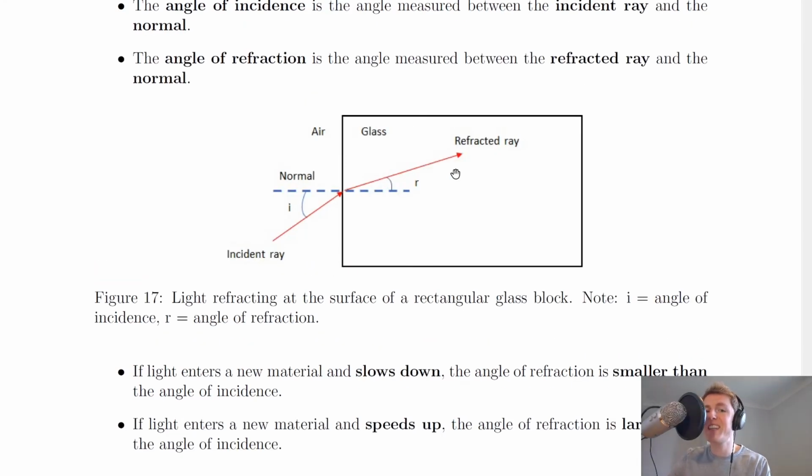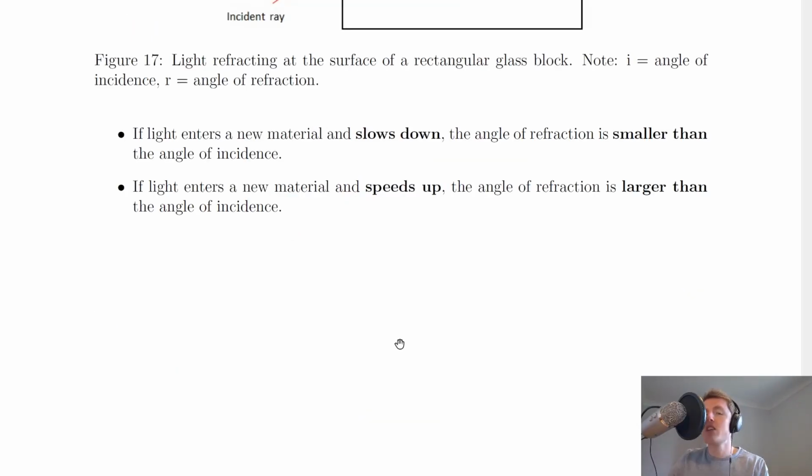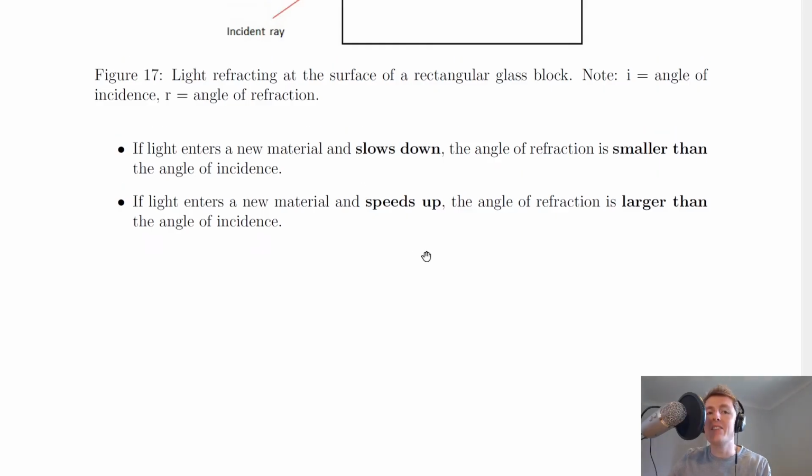Now, I've not extended this line through the block to come out the other side because we weren't interested in that here. All I'm trying to show you for now is the parts that explain the new terms that we're looking at. Lastly, we've got two important points down the bottom, and it says here, if light enters a new material and slows down, so it's going into a more dense material, the angle of refraction becomes smaller than the angle of incidence. And that is shown here.